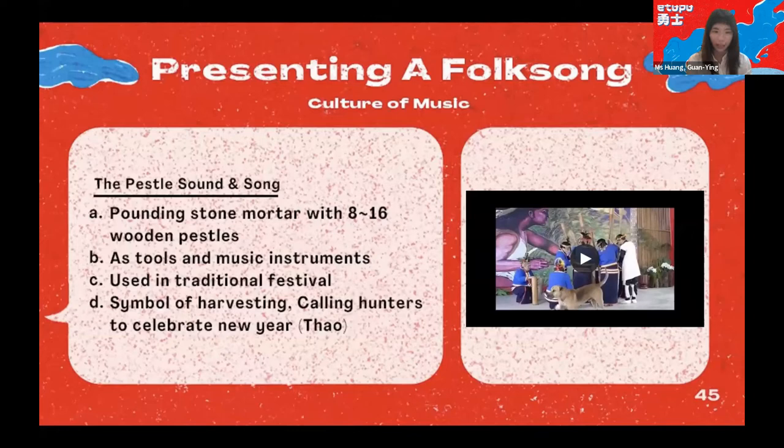And actually, this pestle is used as a tool in Taiwan indigenous culture for pounding millet, which is a very representative Taiwanese cuisine. But this pestle is also used as a musical instrument, just like what you saw from the video, in order to make wonderful sound and music. This kind of scene is usually seen in traditional festivals in Taiwan indigenous culture. Especially in Shao's culture, one of the Taiwanese tribes, it is a symbol of harvesting and also a calling for all hunters to come back in order to celebrate their new year.